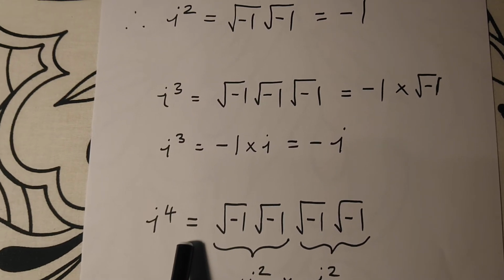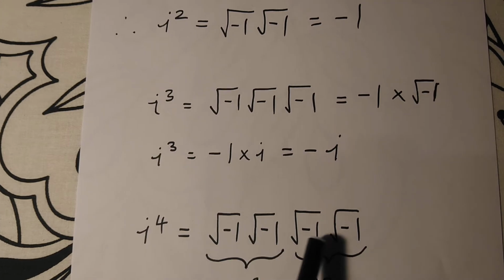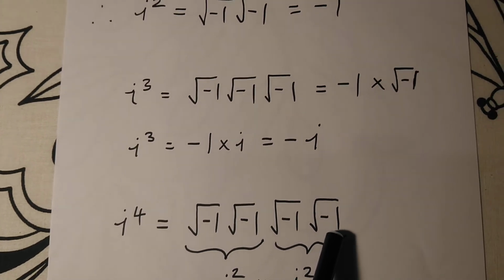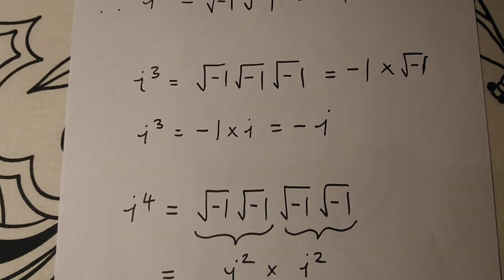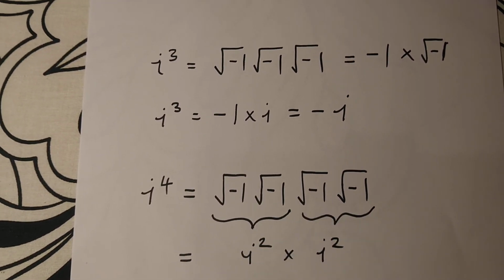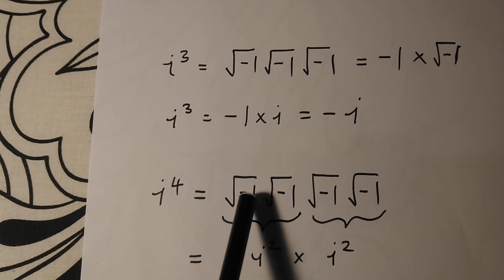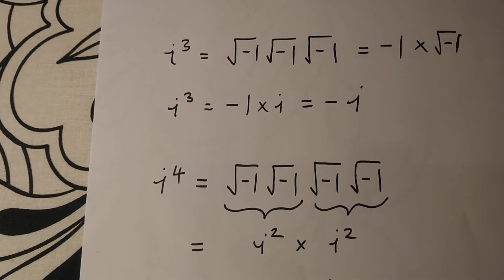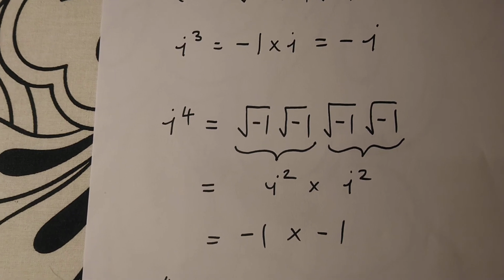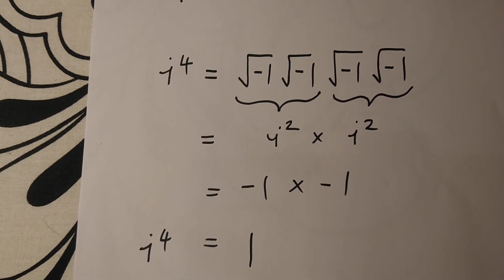i to the power 4 is the square root of -1 multiplied by itself 4 times. And we can kind of collect these into pairs. So we have i squared times i squared, if you prefer to think of it that way. But we know that each of these, as we can see here, is going to give us -1. So we have -1 multiplied by itself, and therefore i to the power 4 is equal to 1.